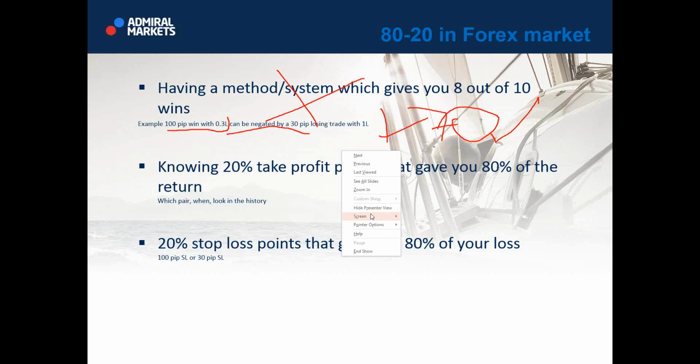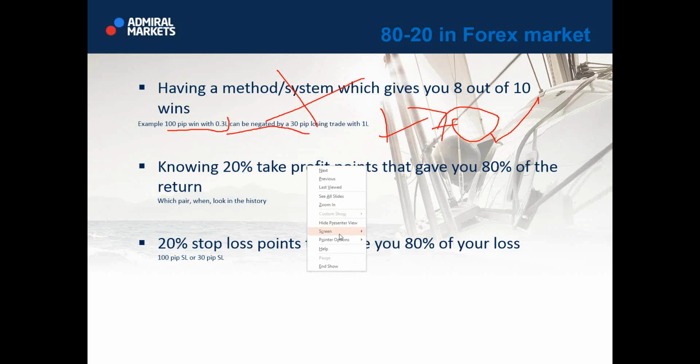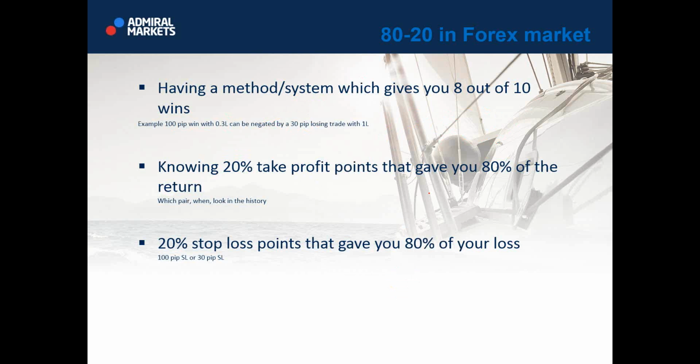So a method which gives you 8 out of 10 wins is not enough. It is definitely not enough. Know the 20% of take profit points that gave you 80% of the return. Which pair? When did it give you those 20% of take profit points? Look in the history. Analyze those pairs. And the 20% of stop loss points that gave you 80% of your loss. Why did you make 80% of your loss with just 20% of your stop losses hit?